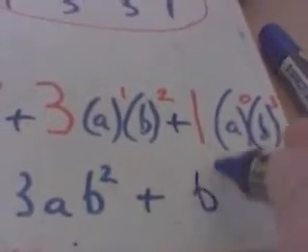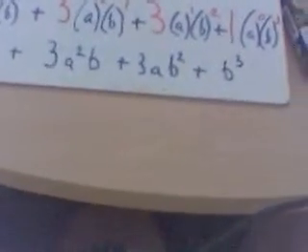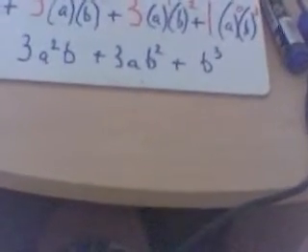by b cubed. So by using the binomial expansion, we should have a cubed plus 3a squared b plus 3ab squared plus b cubed. That's at a very basic level.